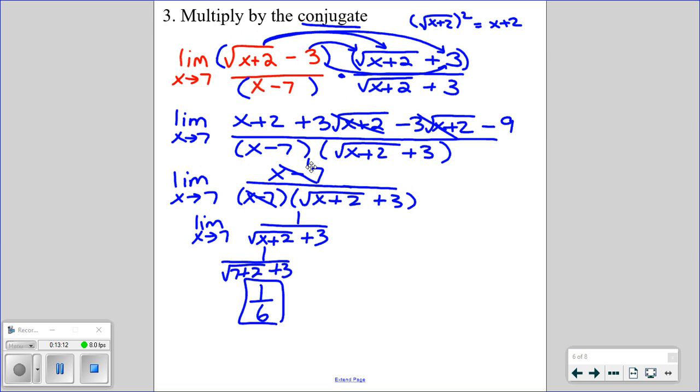So again, this is what we call multiply by the conjugate. I know it looks a little confusing at first, but once you start getting the hang of it, it's actually not too bad.